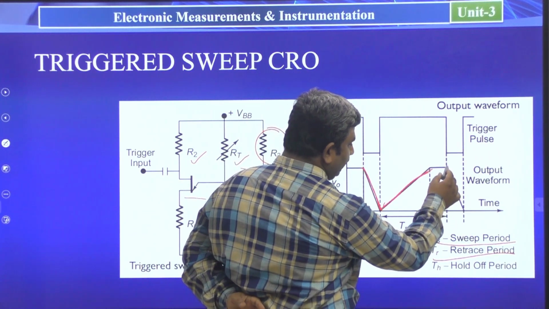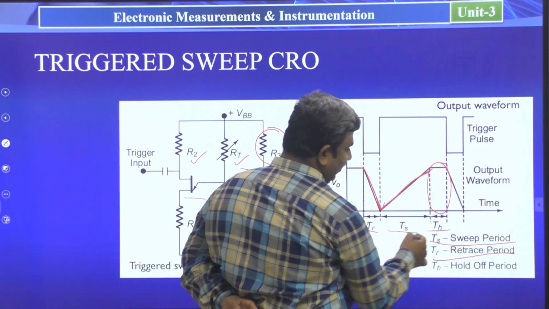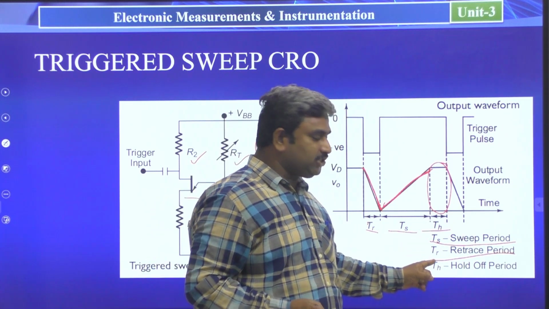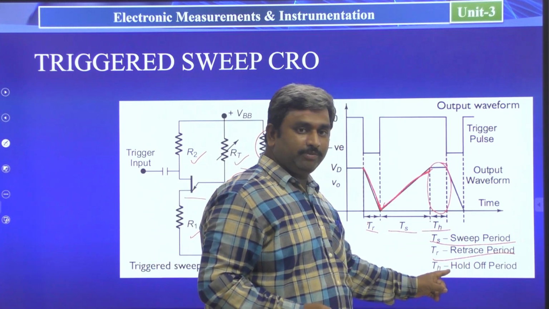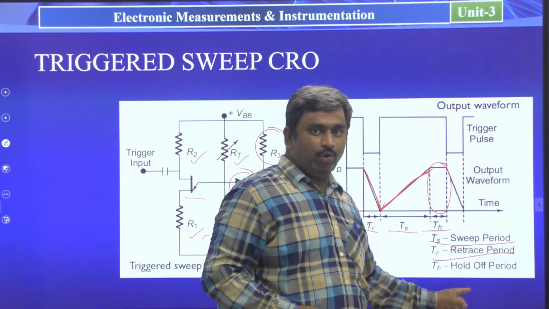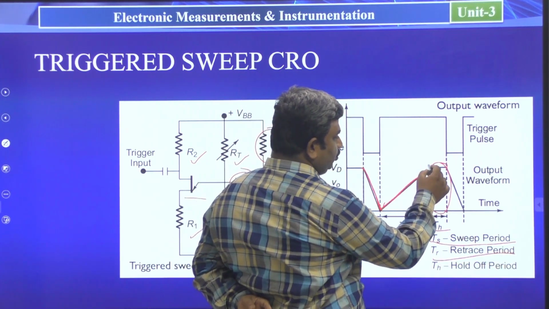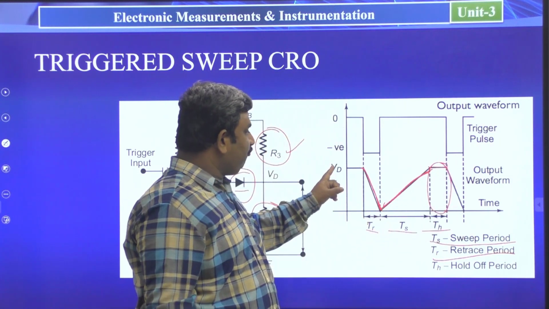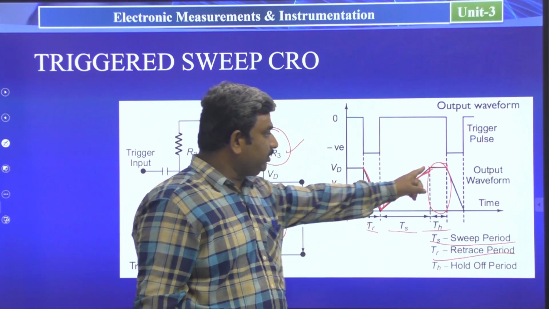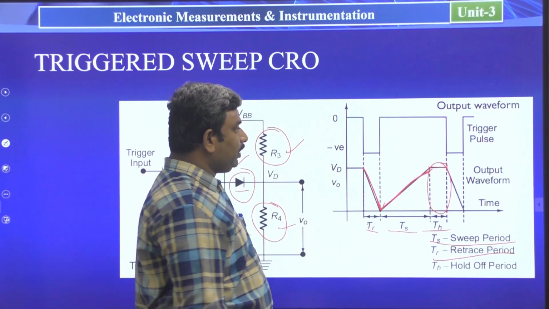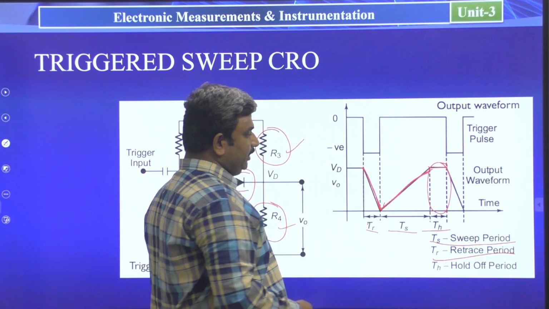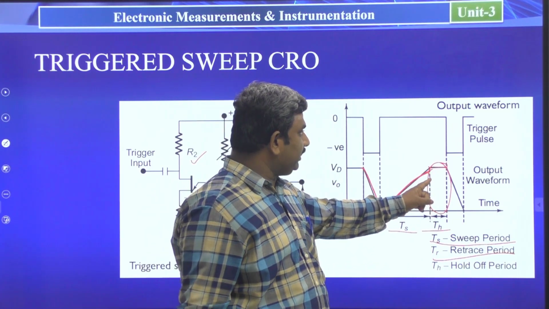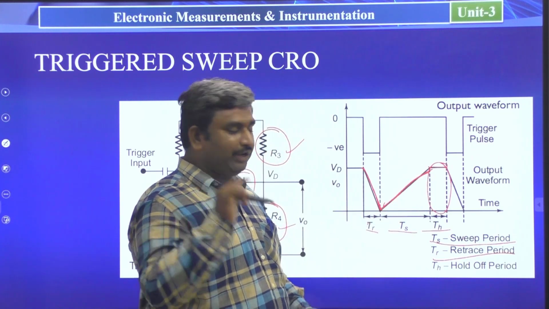And a new one we get here. This is TH. A new time period we are seeing here, that is TH, where H stands for hold. So TH is the hold off period. At this particular situation, the output voltage is constant at the VD peak value. Okay. So next, see here, this whole time you can keep as much time as you require, by giving the triggering input.